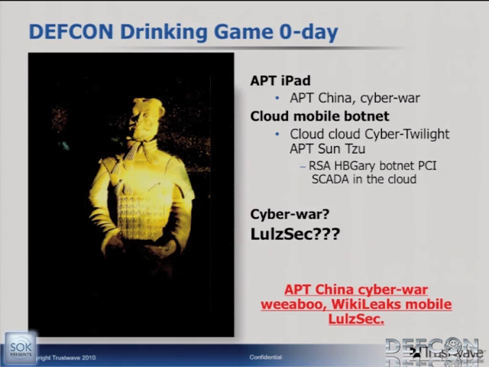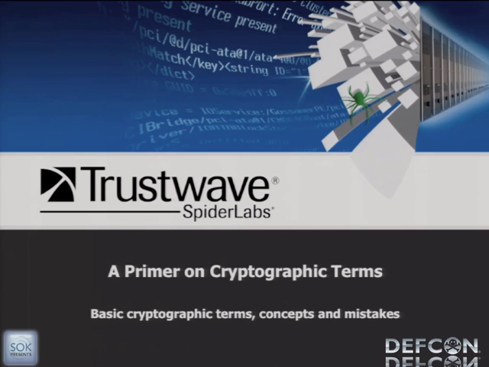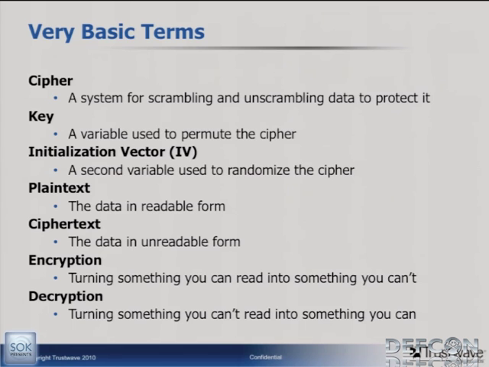So now that you're nice and primed for this talk, let's get into a primer on cryptographic terms. So some very basic stuff here. A cipher is just a system for mathematically scrambling and unscrambling data that you want to be hidden from certain parties. The key is the one part that you keep secret. The key is the sort of missing variable that somebody needs to know in order to be able to unscramble the data.